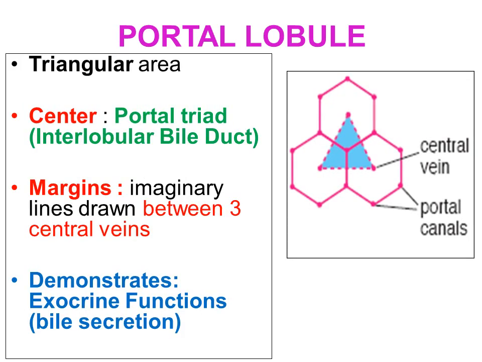So to define the portal lobule again, it is a triangular territory of liver tissue which has the portal triad in the center and the central vein at each corner of the triangle, thereby involving three adjoining classical liver lobules. The margins are formed by imaginary lines drawn between three central veins. It is also called the nutritional lobule of the liver, obtained by joining the central veins of three adjacent hepatic lobules.